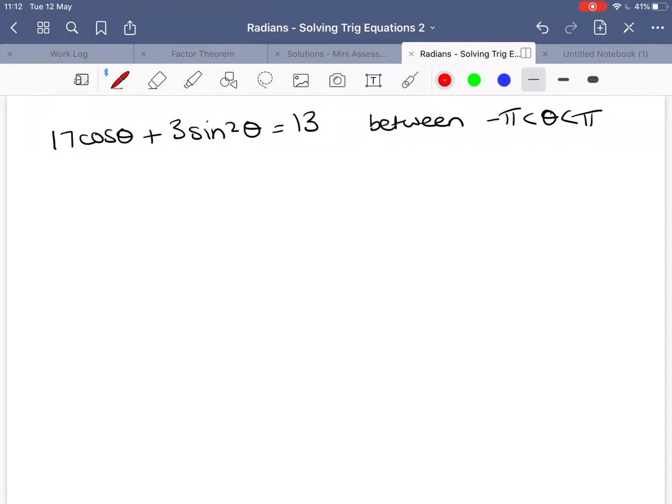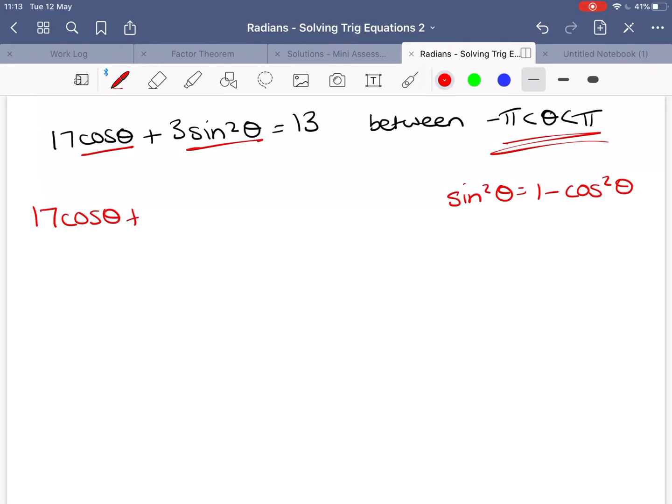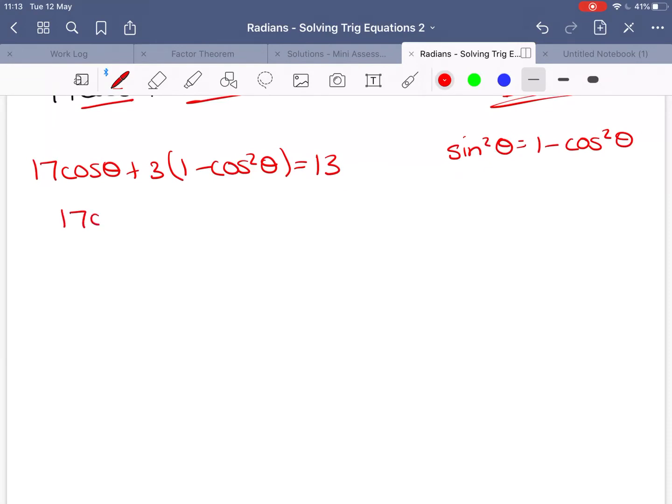Just do one more example like this, but this time I'm going to do a different range. I'm going to go between minus pi and plus pi. But again, I can't have an equation with cos and sine squareds in, so I need to use sine squared theta is 1 minus cos squared theta. So in this case, I've got 17 cos theta plus 3 lots of 1 minus cos squared theta equals 13. I'm going to expand that out. So I'm going to get 17 cos theta plus 3 minus 3 cos squared theta equals 13.